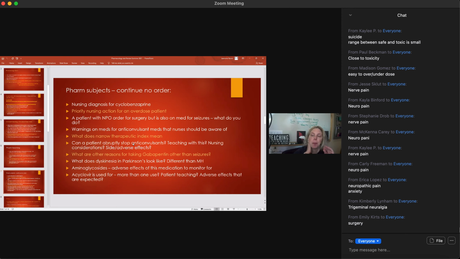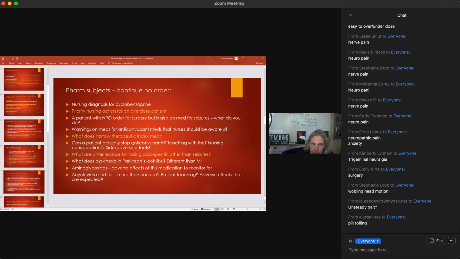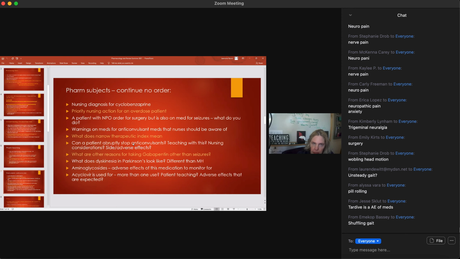What does Parkinson's look like in dyskinesia that's different? Their dyskinesia looks like unsteady gait, the pill rolling, the shuffling gait, like card movements, right? Those kind of things. Okay. All right.